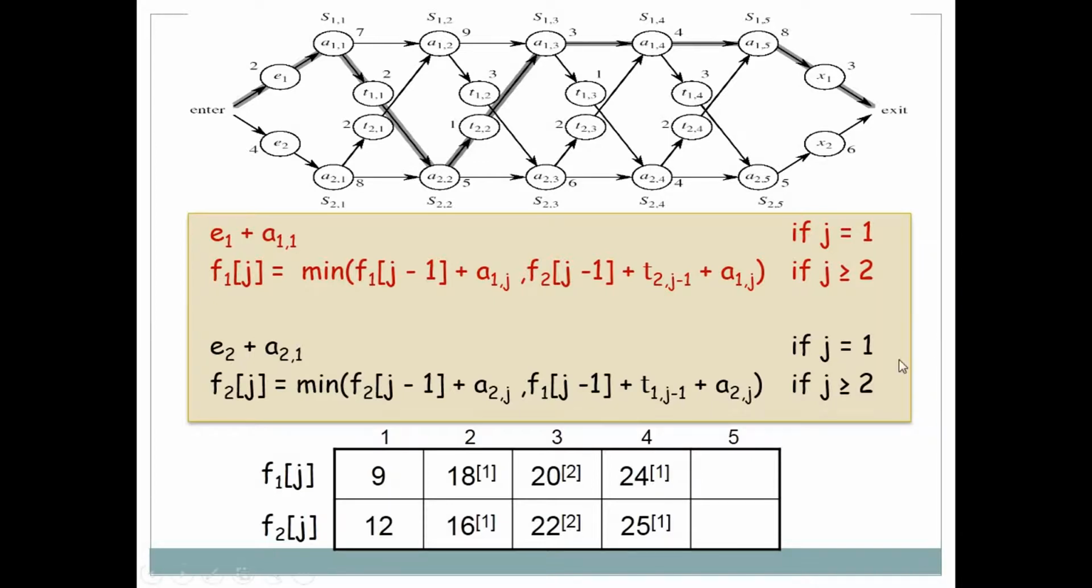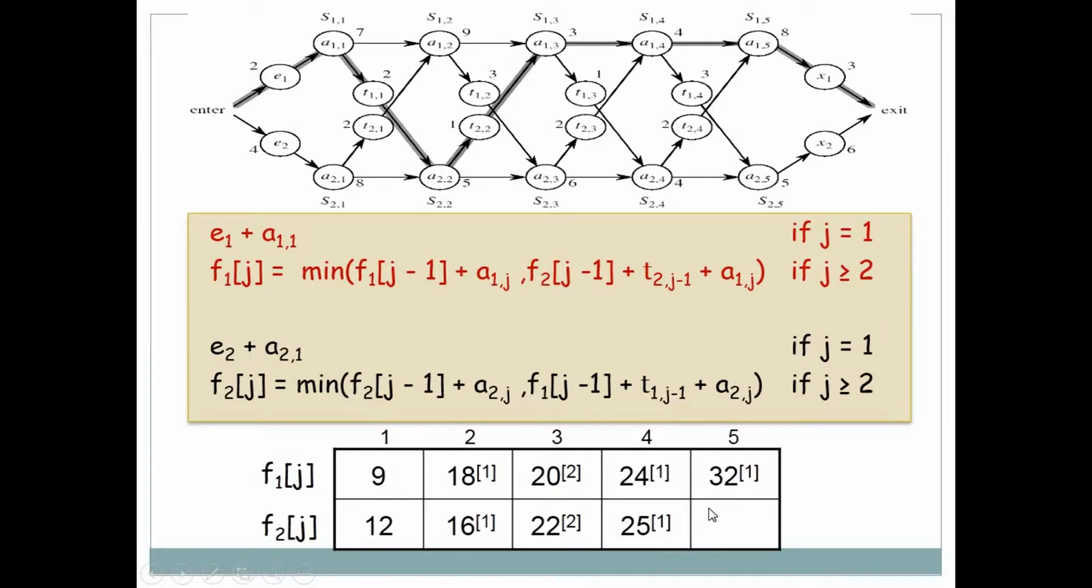Now let's find out for j is equal to 5. So for j is equal to 5, minimum from f1 j minus 1 means 24 plus a1j means 8. 24 plus 8 is equal to 32, and f2 j minus 1 means 25 plus transferring cost 2 means 27, and this 8. So 27 plus 8 is equal to 35. So the minimum from both of them is 32, and it comes from assembly line 1.